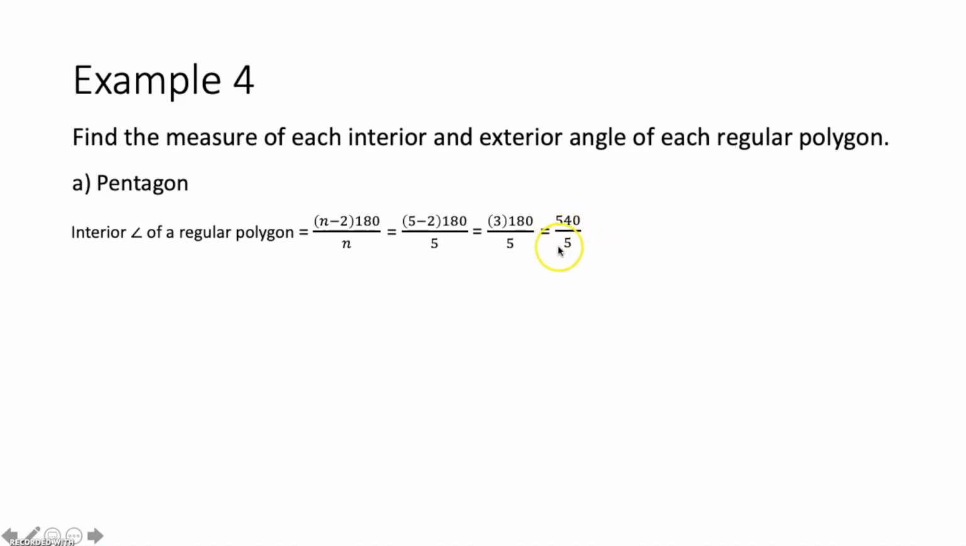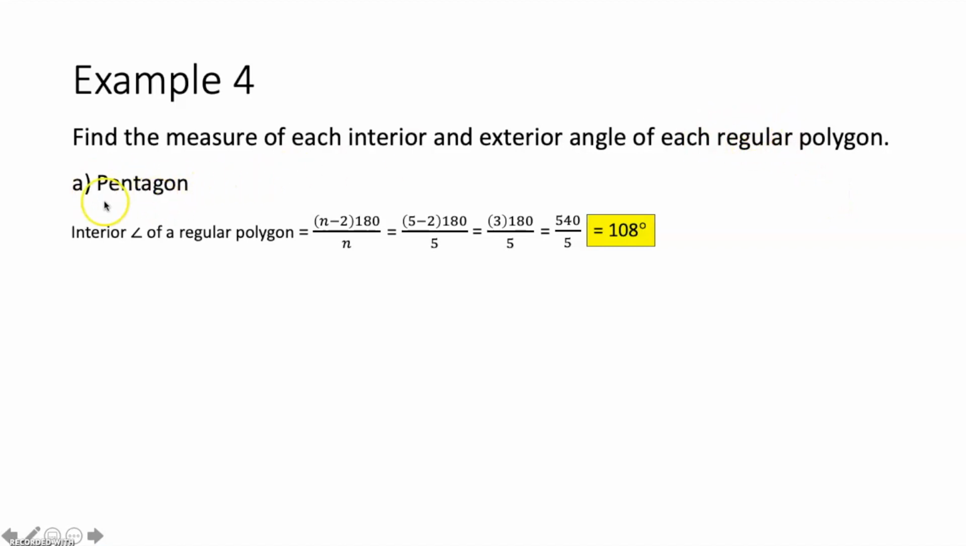Now, why are we dividing it by 5? Because this is a regular pentagon. And because it's a regular pentagon, that means that all of the interior angles are congruent. Their measures are the same. So I just take the sum of the measures of the interior angles and divide it by the number of angles, or the number of sides. It's the same number. So 540 divided by 5 is going to give you 108. So 108 degrees is going to be the measure of each interior angle in that regular pentagon.